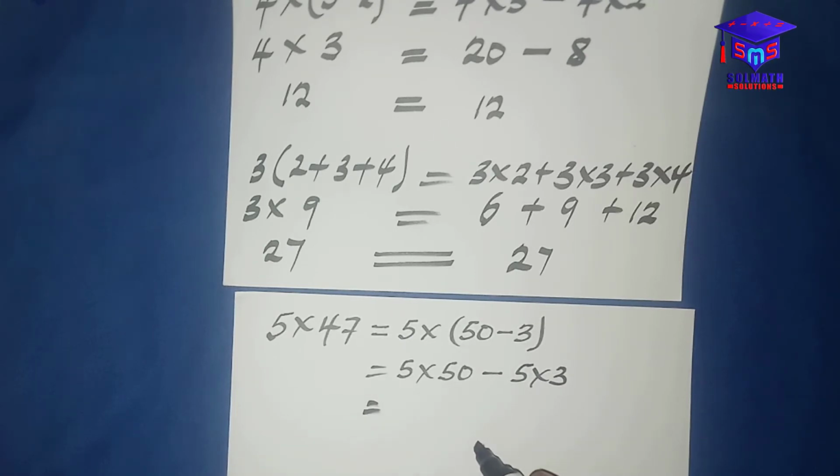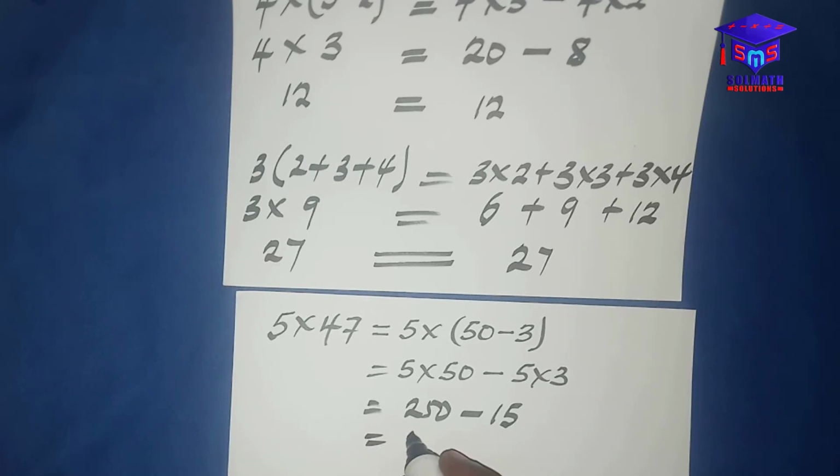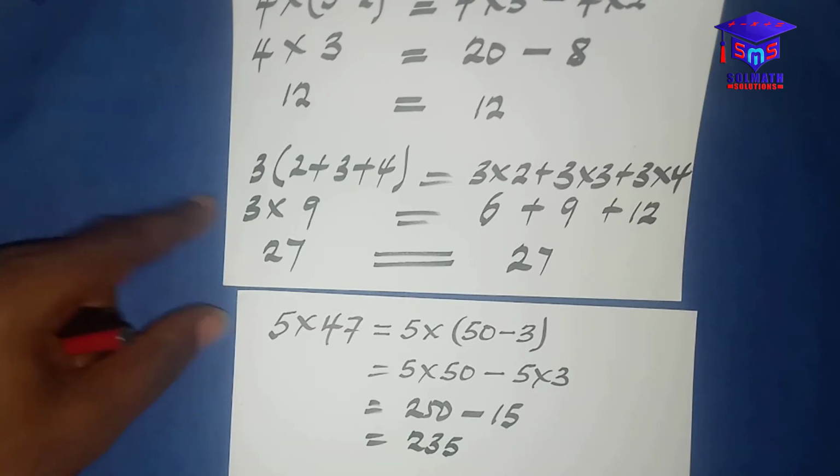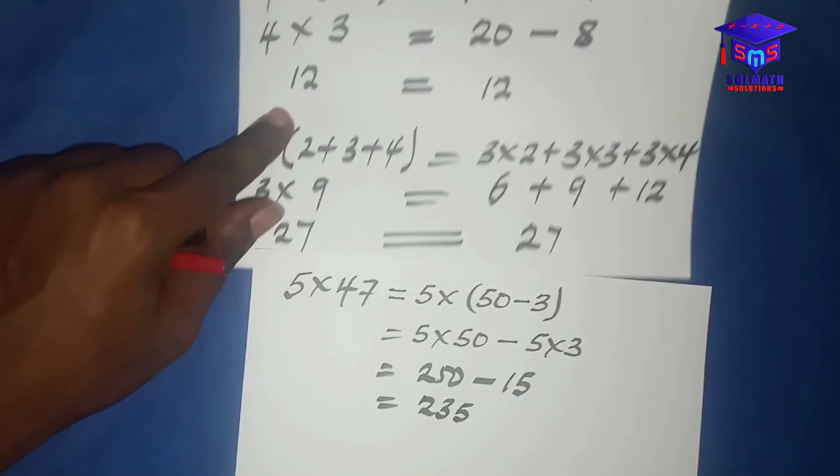This will be very easy to do even without using tables and calculators, because 5 times 50 will give us what? 250, minus 5 times 3 will give us what? 15. You can do this multiplication without using a calculator. Then you can easily go ahead and subtract 15 from what? 250, which is going to give you what? 235. Right, good.